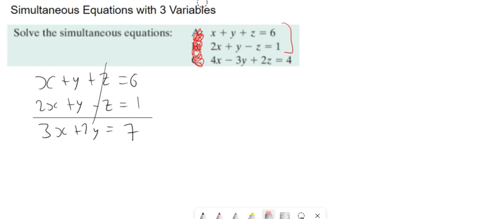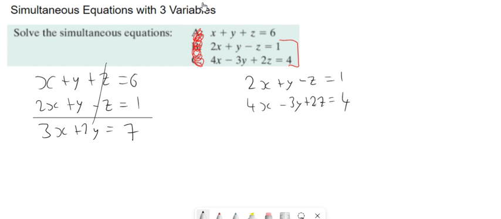Then I'm going to go back and I'm going to take the bottom two equations now. So I'm taking the second equation and the third equation, and I'm going to do exactly the same thing with them. I'm going to make the z's cancel out. Now you could take a different letter first if you want, but I always just make the z's cancel out. It's probably going to be the same amount of work no matter which one you choose.